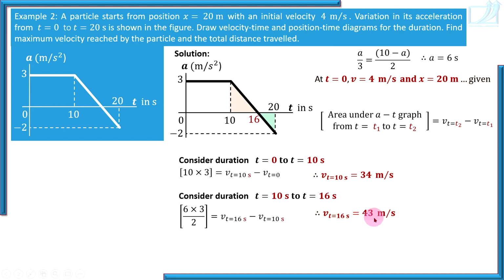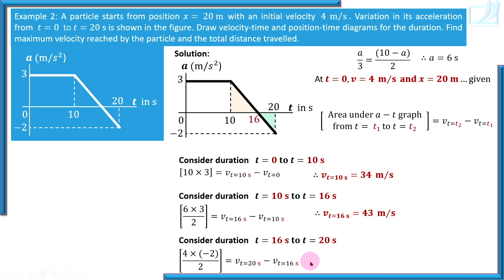That is 43 meters per second. Now next duration, t equal to 16 to t equal to 20 seconds. This duration is triangular area, 4 into minus 2. Remember, here it is acceleration. It is negative. You don't forget to use that negative sign of acceleration. That gives you change in velocity.